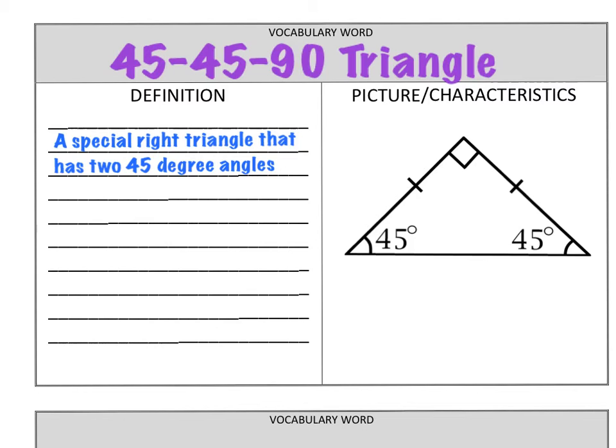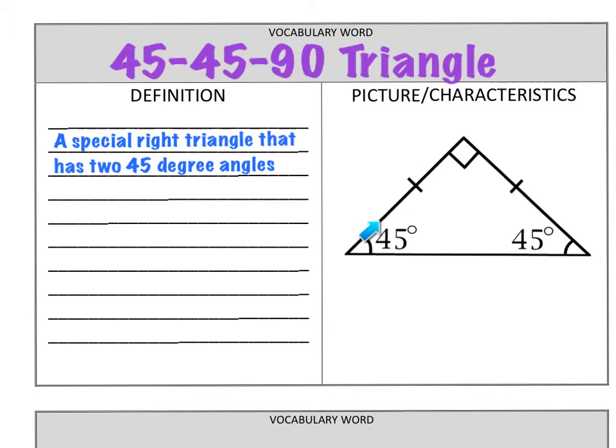We only have one vocab word today, and it's 45, 45, 90 triangle. That type of triangle is a special triangle. It's a special right triangle since it has a 90-degree angle. So a special right triangle that has two 45-degree angles.